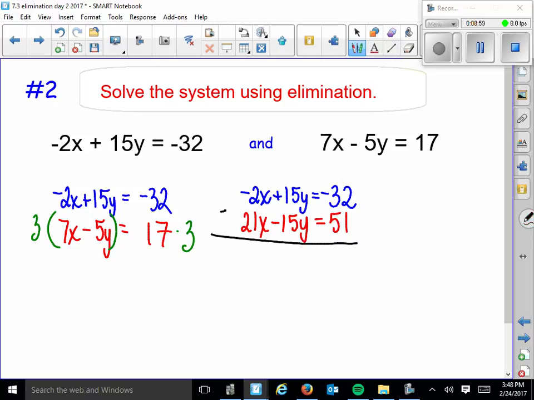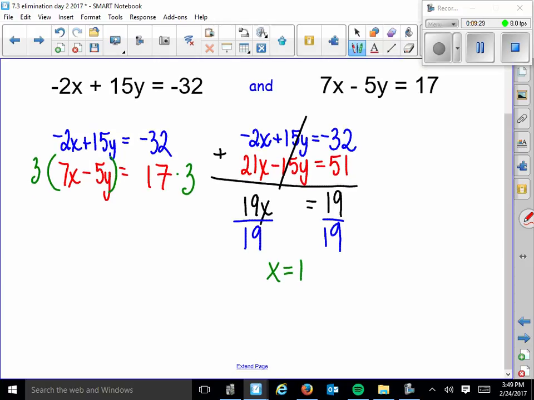I am going to combine these two equations together. Negative 2x plus 21x is 19x. The y's are eliminated, and negative 32 plus 51, oh, isn't that convenient, equals 19. When I divide each side by 19, x is equal to 1. So I've finished steps 1 and 2. Now I am ready to continue with step 3 by substituting the x value back in.